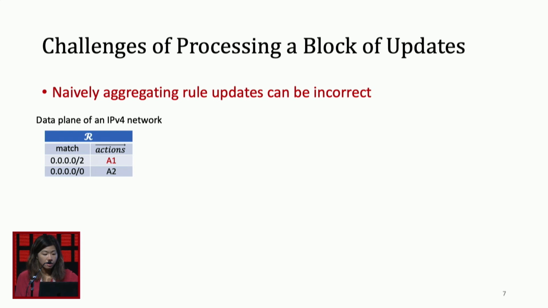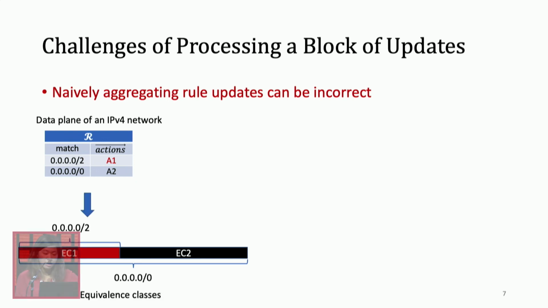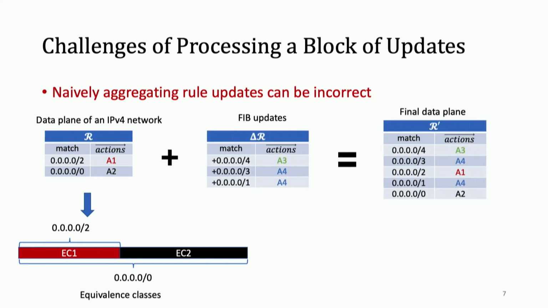To give you one example, this is also a running example we use in the remainder of the talk. We have a data plane of an IPv4 network. Let's say each switch has 2 routes to start with. And this is our longest prefix matching, so the more specific prefix rules get preferred. If we build a network model and create equivalence classes, we can easily see for these specific FIB entries, we have 2 equivalence classes. Now we receive the FIB update, delta R, with 3 rules.